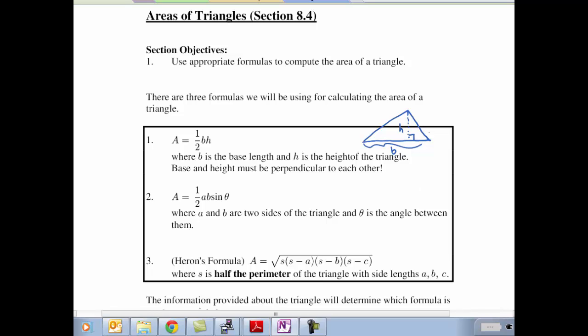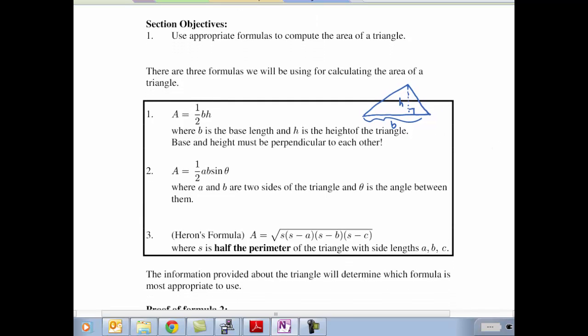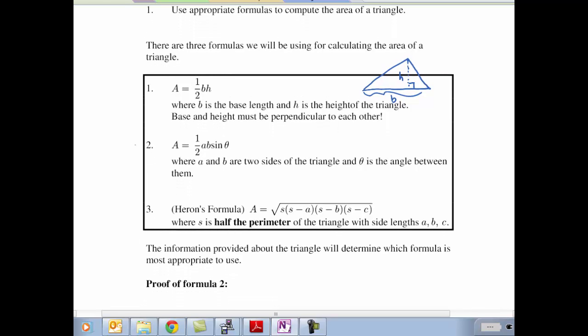But oftentimes what we're given is, instead of that information, we've got maybe 2 or 3 sides of the triangle and maybe one of the angles of the triangle. So we want to develop our formulas based on different information than just the base and the height. The first of those, this is one of the new ones, is that the area is 1/2 AB times the sine of theta. And the only requirement there is that you have 2 sides of the triangle.